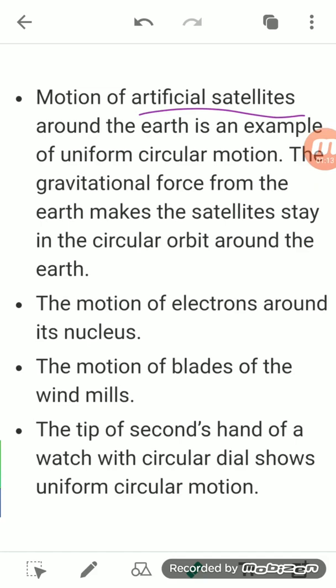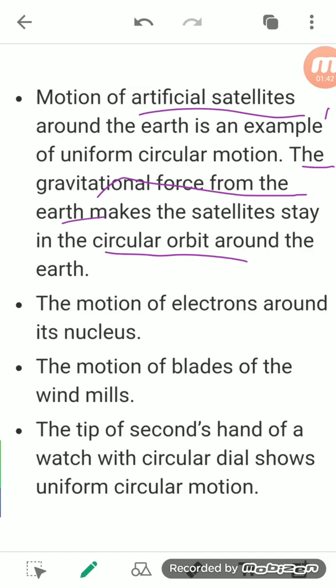Now one more thing: the gravitational force from the earth makes the satellite stay in the circular orbit around the earth. Since the velocity changes, it gains acceleration, but it is the force of gravity of the earth which keeps the satellite in the circular orbit around it.